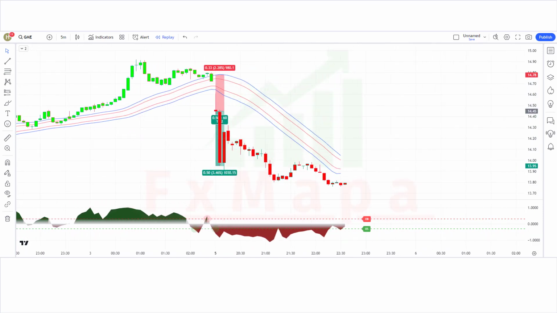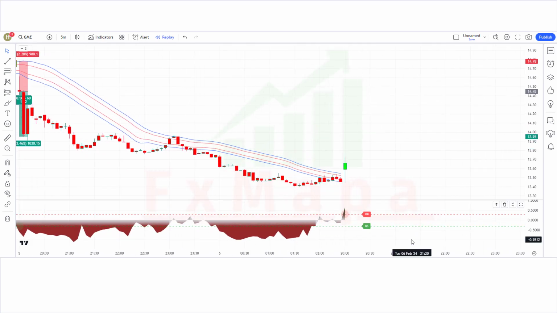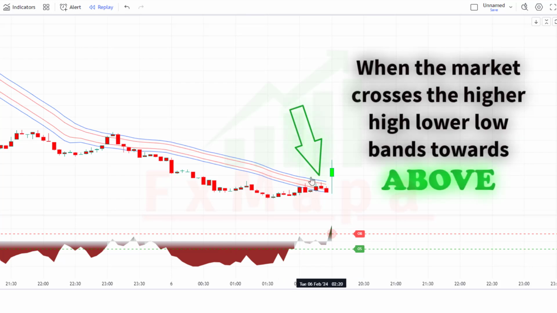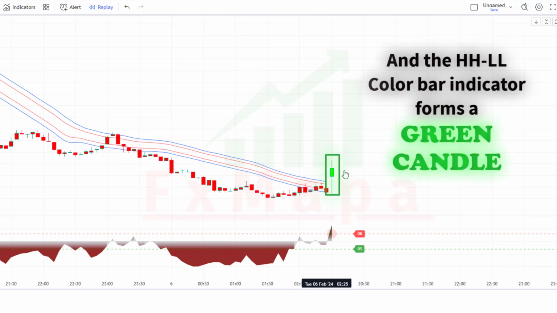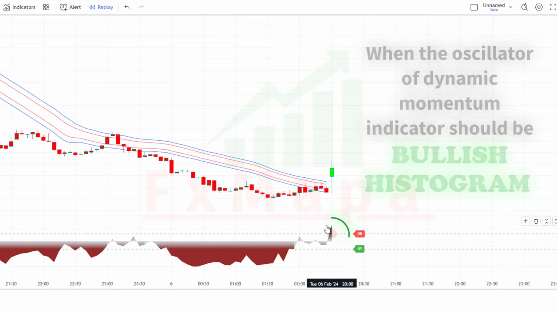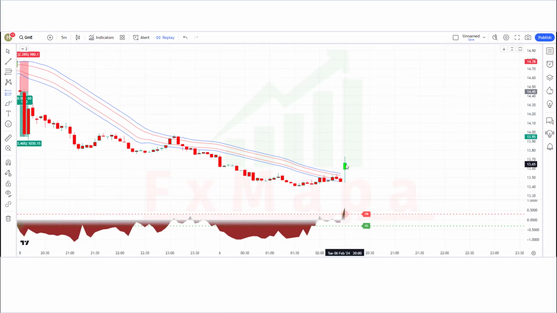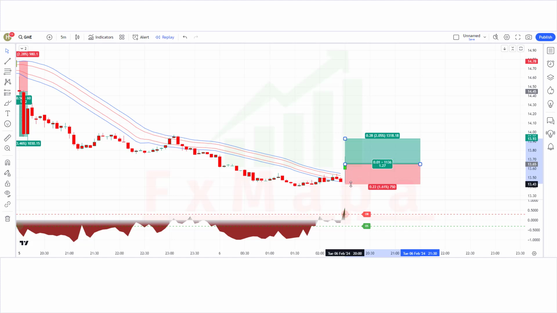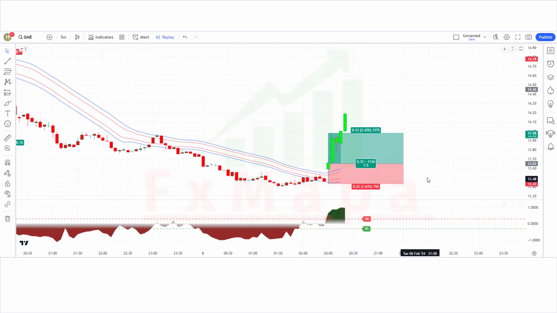Now let us understand the long position. When the market crosses the higher high lower low bands towards above, and the HHLL color bar indicator forms a green candle for confirmation, and the oscillator of the dynamic momentum indicator shows a bullish histogram, if this condition is fulfilled, then we will place a buy order. Our stop loss will be placed at the HHLL strategy lower level, and the risk to reward ratio will be 1:1.5. The market has completely hit the target.